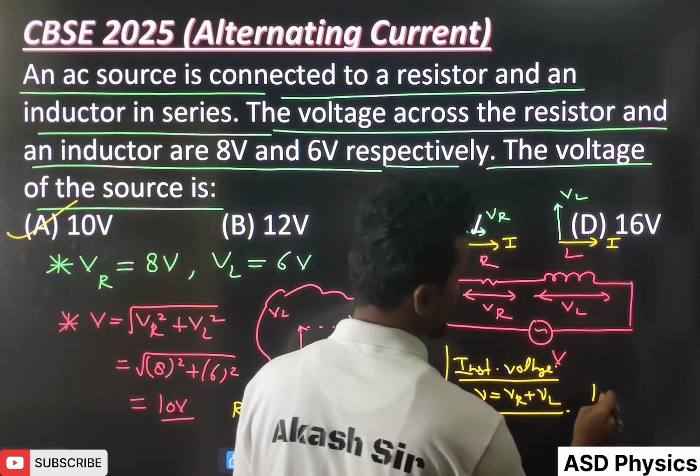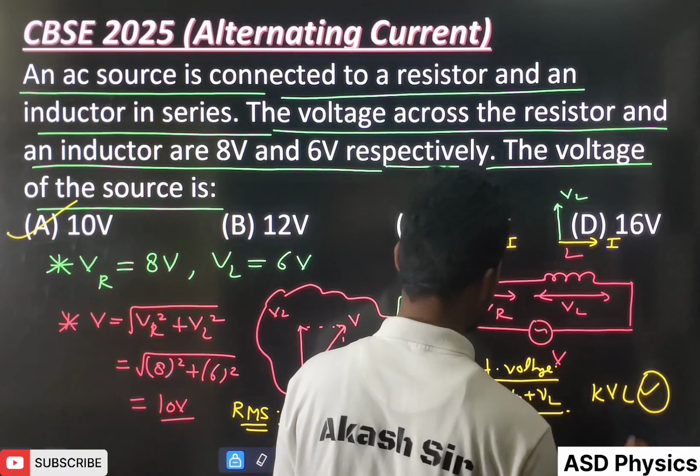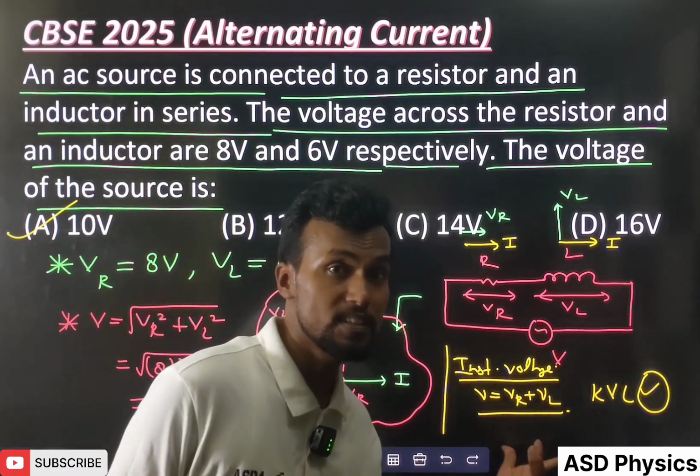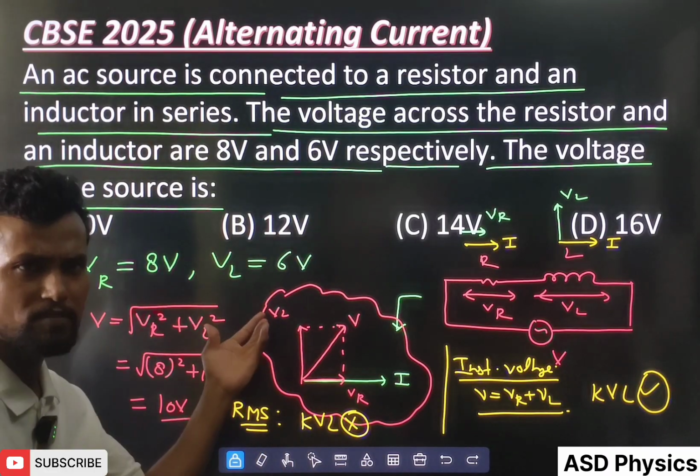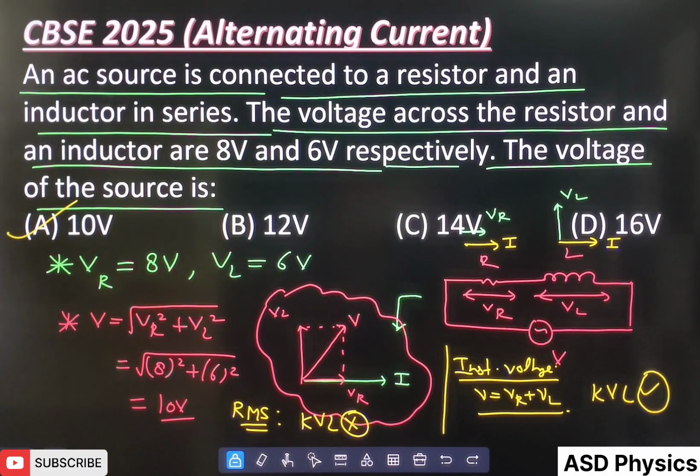In this situation only, what will be there? The KVL will be valid, okay. KVL is valid for the instantaneous voltage and KVL is not valid for the RMS. Nothing is mentioned about RMS voltage. So we have done it like this, and the correct option is here. Option A is the answer.